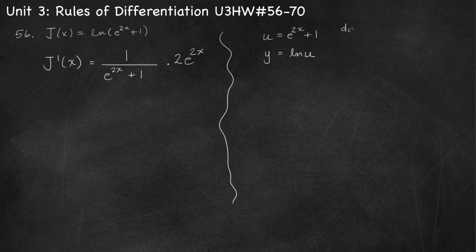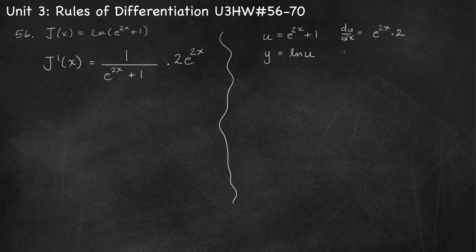So we find du dx, and that's to find the derivative of e to the 2x plus 1, we have to use the chain rule again. Okay, so this time I'm going to do the chain rule part in my head. I know the derivative of e to the stuff is e to the stuff times the derivative of the stuff. And then the derivative of 1 is 0.